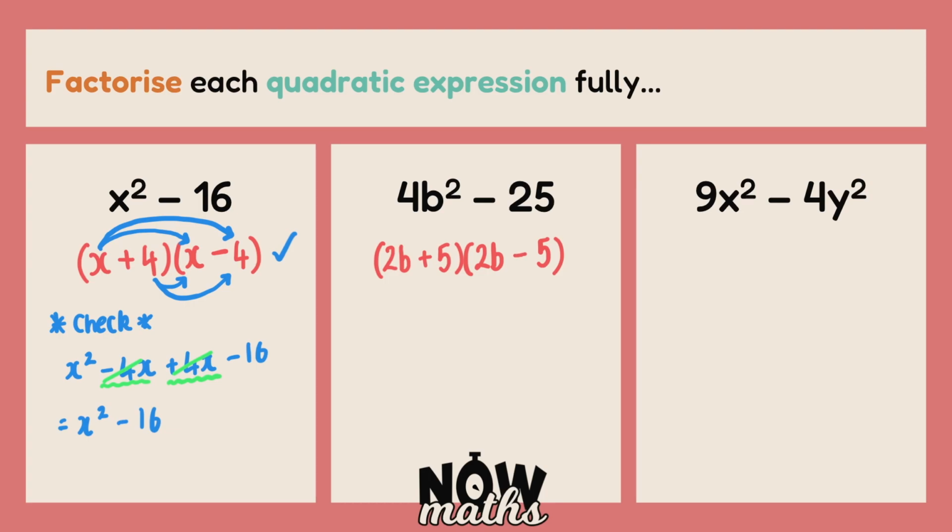And similar to the previous question, if we wanted to perform a quick check that this answer is definitely correct, we could expand the double brackets out and check we get what we started with. So 2b multiplied by 2b is 4b squared.